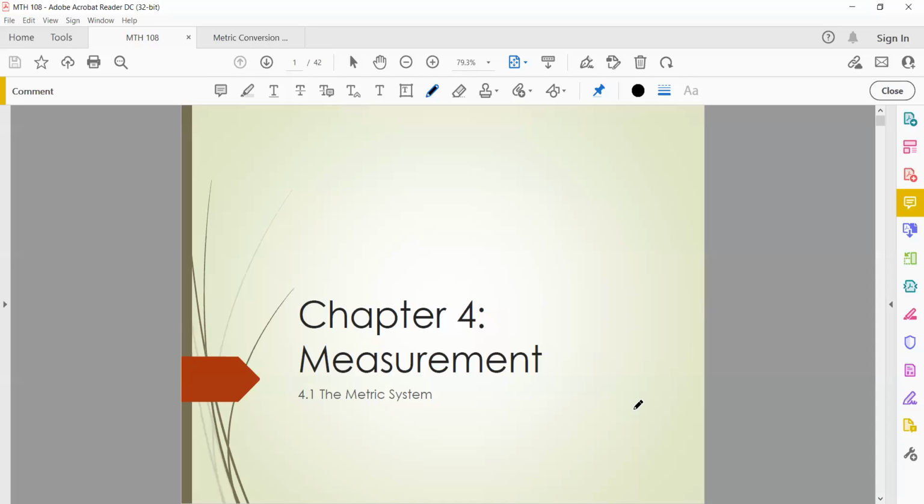Okay, so chapter 4, measurement, and we are starting with the metric system, which is a chapter that I actually like. I like the metric system. I think it's a really clever system, compared to, for example, the imperial system, which requires like a million different tables that you have to look stuff up on. But the metric system is definitely the simplest and most clever system that they've come up with.